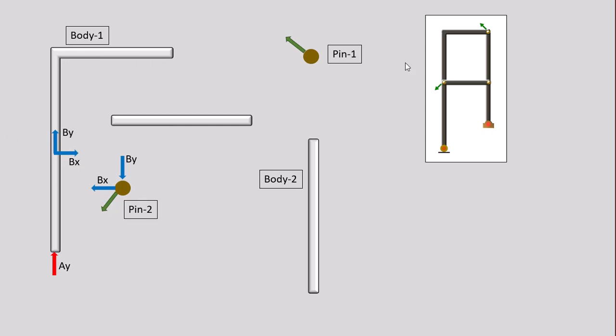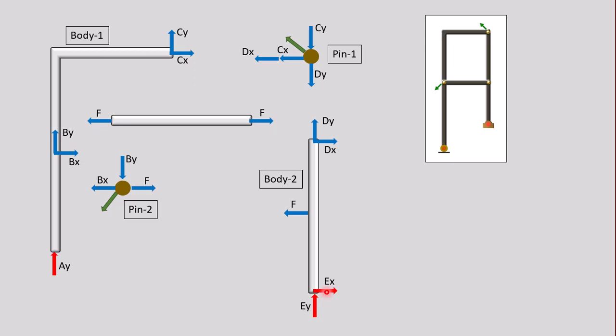This is a multi-force member, so at this pin we have to add Bx and By, and by Newton's third law, the action-reaction pair goes to pin 2. Multi-force member, add Cx, Cy, and Cx, Cy goes to pin 1, action-reaction. Again, the vertical multi-force member, Dx, Dy, and Dx and Dy goes to the top right pin. Then the two-force member, F, goes to pin 2, and this F goes to body 2. Then forces from the pin at the bottom, Ex and Ey, but remember, Ex and Ey are already known.